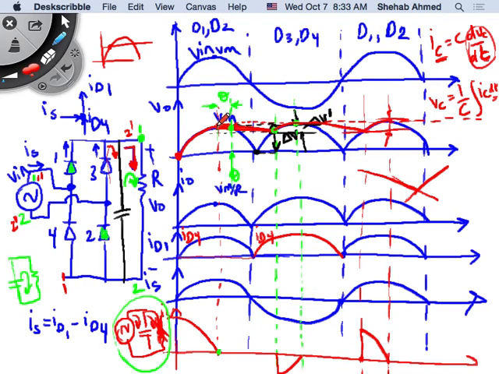Before it was from peak all the way to 0. Now it's from peak to somewhere 5% less than the peak, or 10% less than the peak. It's a design criteria, whatever you want. So this would be my supply current. How about capacitor current?